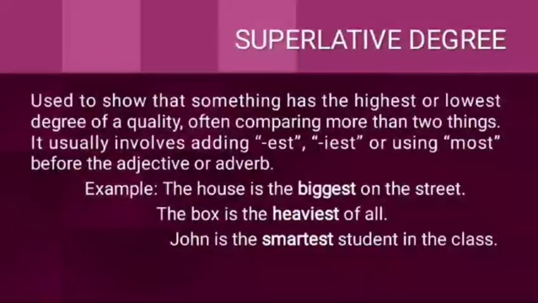Next one, superlative degree. The superlative degree is used when comparing more than two people, things, or actions to show the highest or lowest degree of a quality. Words like est, iest, or most are added to this. Examples: the house is the biggest on the street, or John is the smartest student in the class.